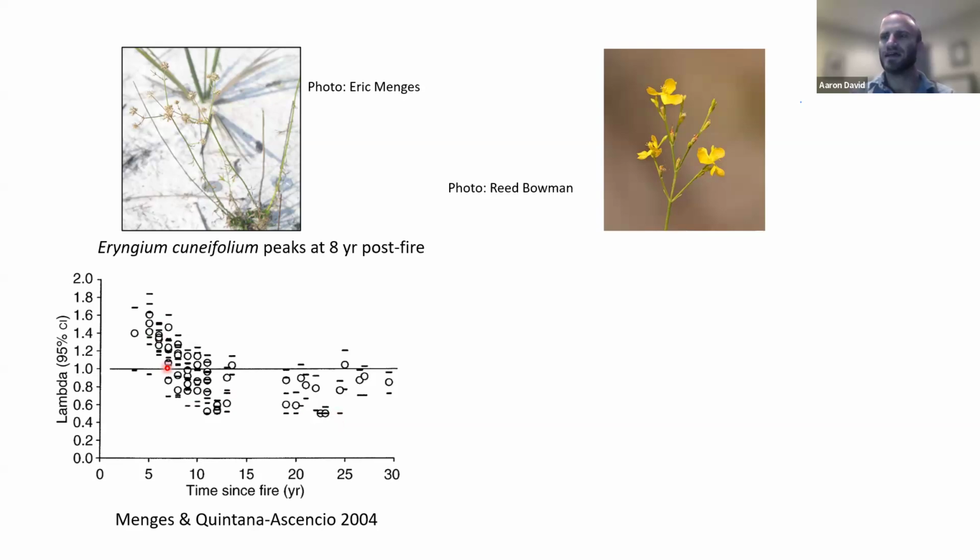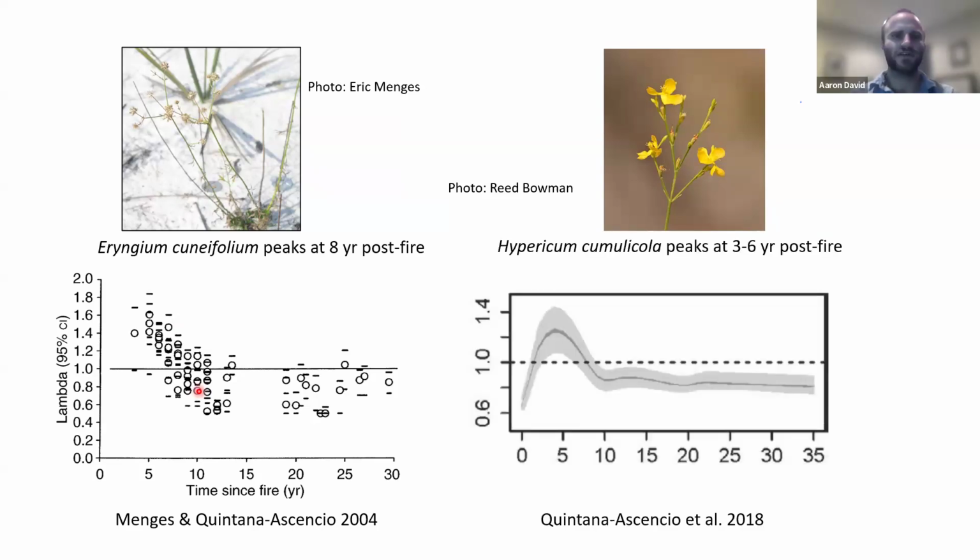You can see that on average, they start decreasing around 10 years after a fire. So once you hit that mark, those populations will start to crash. And similarly for the Highlands St. John's wort, Hypericum cumulicola, you see this boom around 3 to 6 years after fire on average, and then it starts to crash. This really informs just how frequently you should be burning if you want to maintain viable populations of these endemic species.